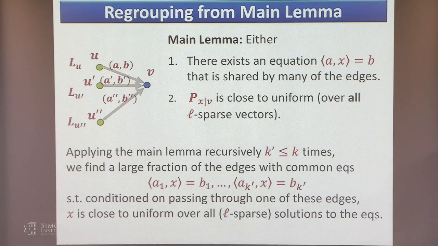Okay, so this gives you a pretty big group of edges that you can associate with the vertex and the system of equations. How do you do the rest? You just repeat on the remaining. Okay, so you repeat. You do it enough times so that you cover most of the probability mass.